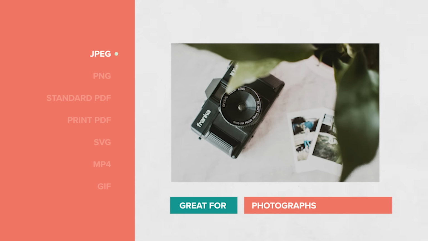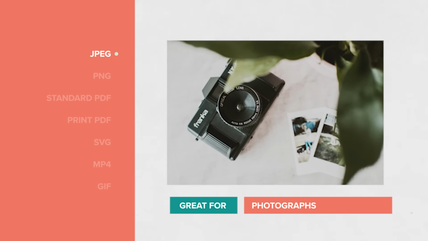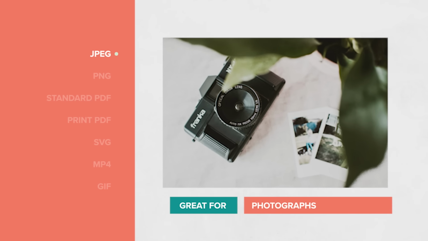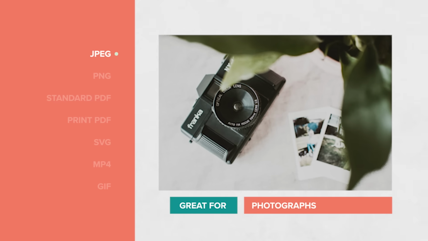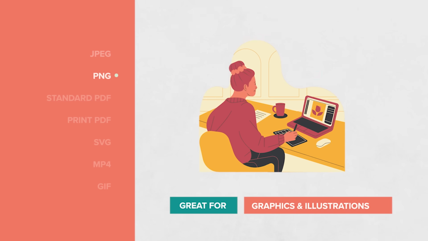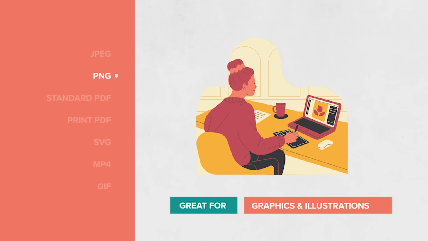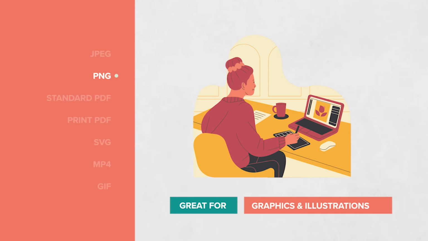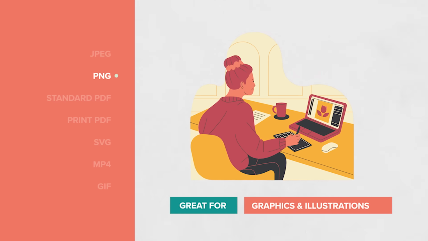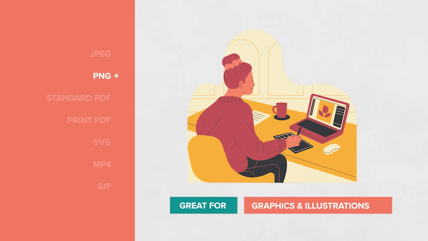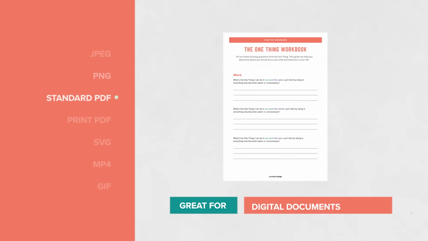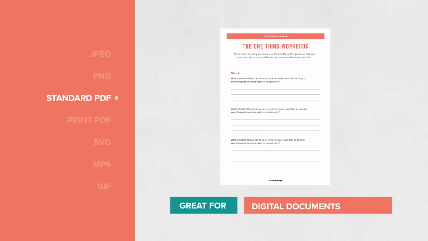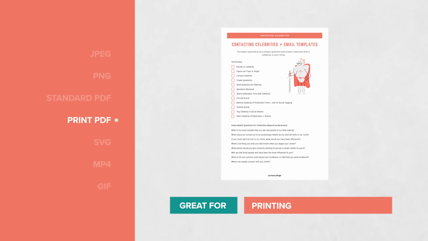JPEGs are great for regular photographs. However, if you save a JPEG with graphics, it will create weird artifacting on the edges, so don't do that. PNGs are great for graphics and illustrations, but if you try to save a regular image as a PNG file, the file size is going to be pretty large. Standard PDFs are perfect for digital documents. Print PDFs are great for printing.